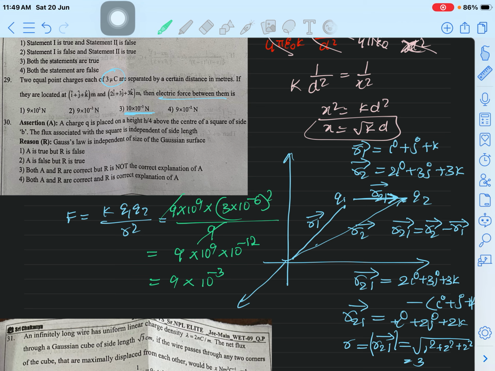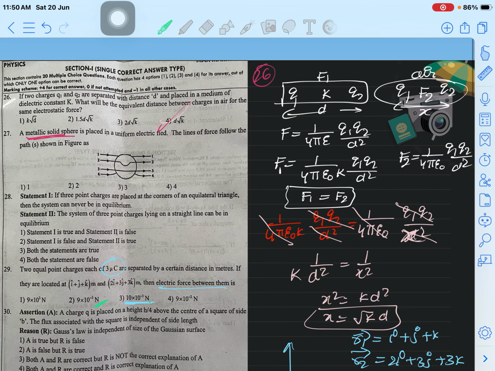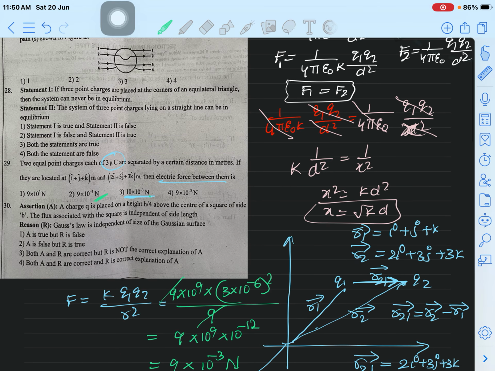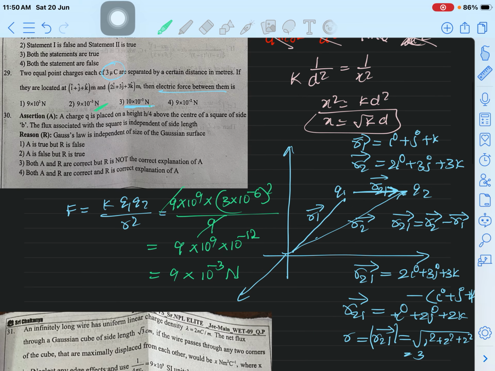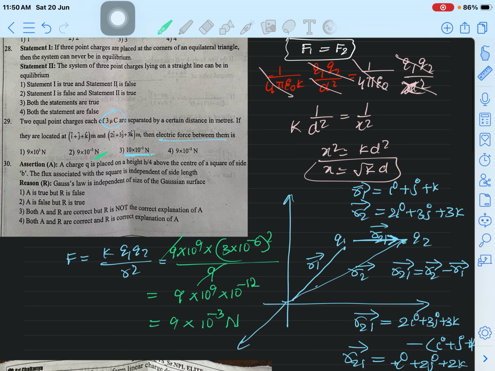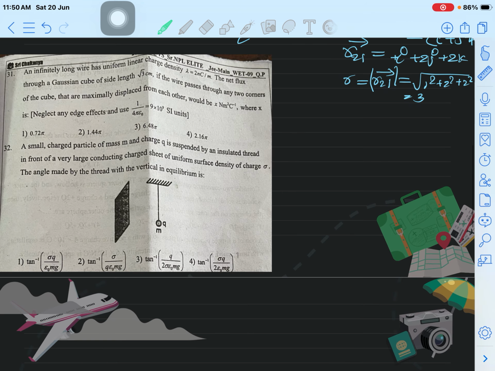Okay, so 9 into 10 power minus 3 Newton, because everything we have substituted in SI units, we will get force also in Newtons. So which option is 9 into 10 power minus 3 Newtons? Second option. Okay, we'll move on to the next question. From here onwards, it is the 29th question. Now first we will complete all the numericals.